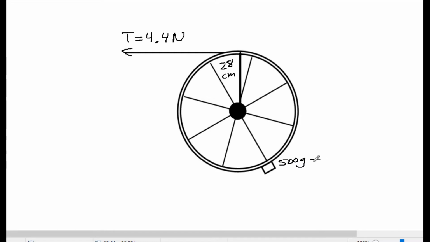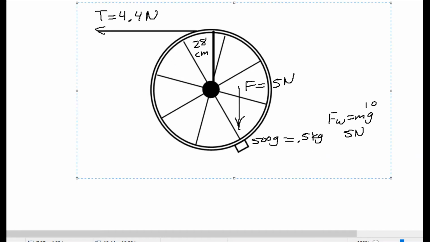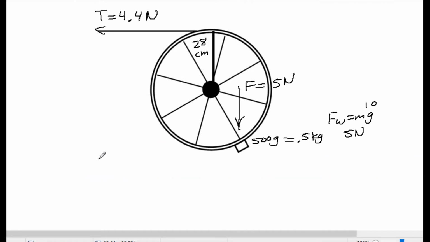And 500 grams equals 0.5 kilograms. And then force of weight equals mg. That's 10, or close enough for what we're doing. There's 5 newtons. And this is going to be pulling down with a force of 5 newtons. Well, if the whole thing is not rotating, then it's at equilibrium, which means the torque of the string equals the torque of the mass.